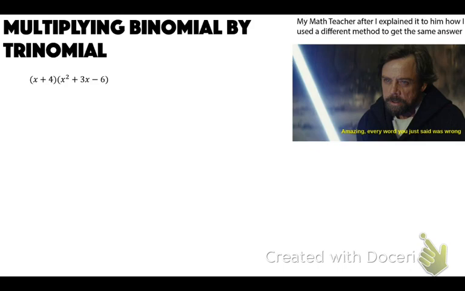My math teacher, after I explained to him, or her, I'm a girl, how I used a different method to get the same answer. Amazing, every word you just said was wrong. I'm not going to have that reaction. If you use a different method, completely fine. I do not care.